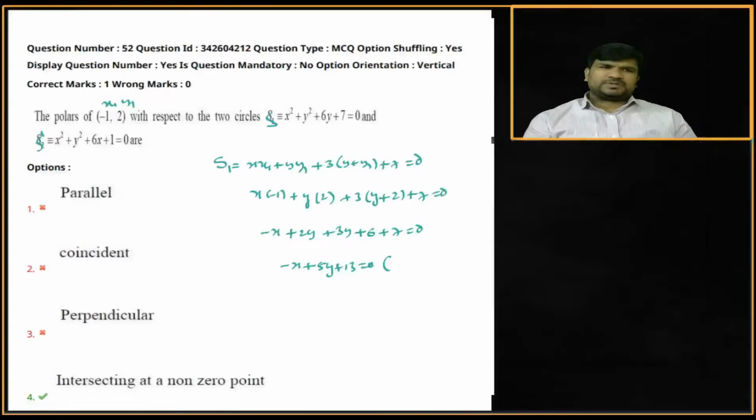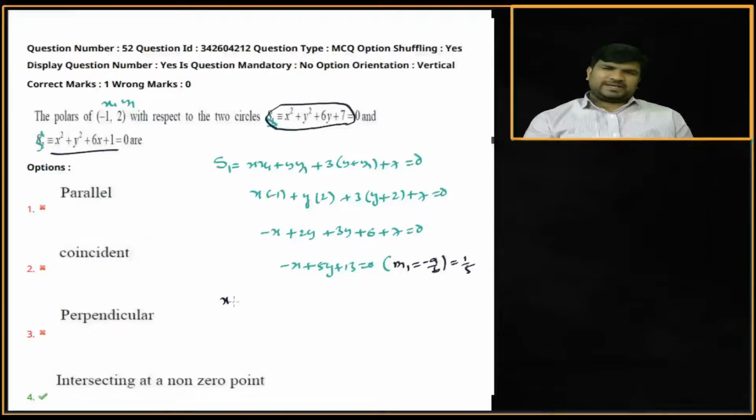Its slope is denoted by m1. Using the formula minus a by b, m1 is 1 by 5. So the slope of the polar of the first circle is 1 by 5. Now, in the same way, find the polar of the second circle.